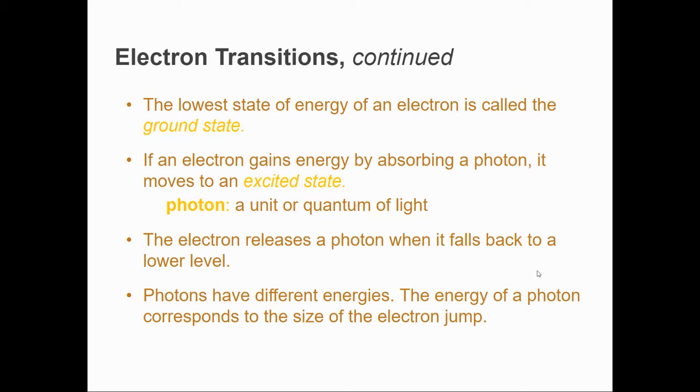So electrons release a photon when they fall back to the lower level, and photons have different energies. The energy of a photon corresponds with the size of the electron jump. The larger the photon, the larger the jump, and vice versa.